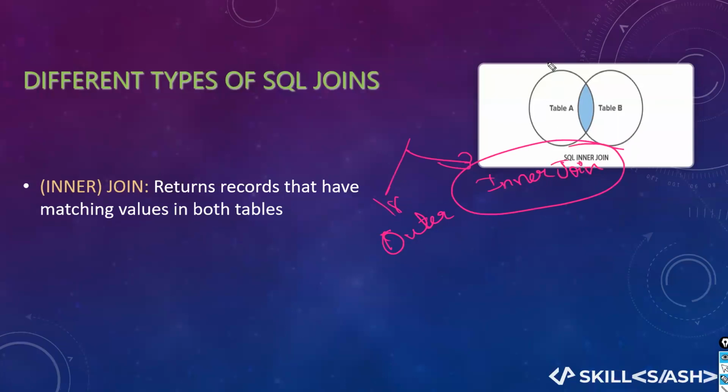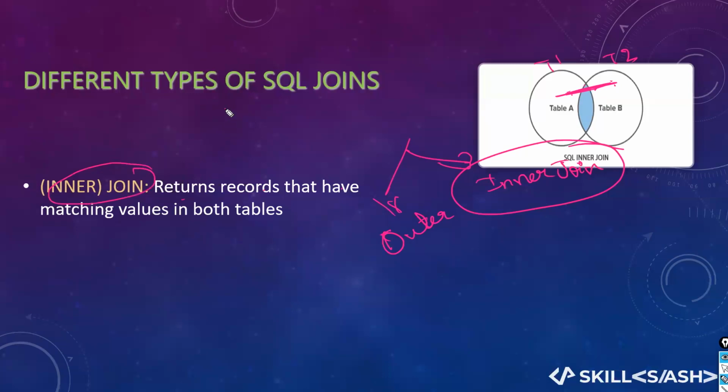Let's say this is table 1 and this is table 2. Inner join will give you matching records between table 1 and table 2. If you have any matching records between table 1 and table 2, if you join them based on the ID column, that time we use this inner join.